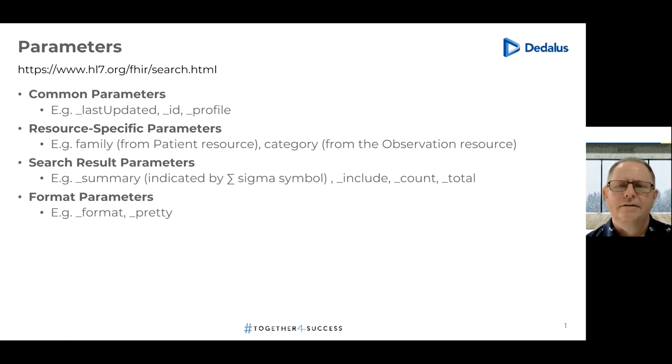Underscore total, we can tell the FHIR server what sort of total we want to get back in our bundle, whether we want an exact total or whether we just want an approximation, which might take far less time to get. So a few different search result parameter types, and then there's some format parameter types, so the ability for us to get the payload back as JSON or XML, we can specify them.